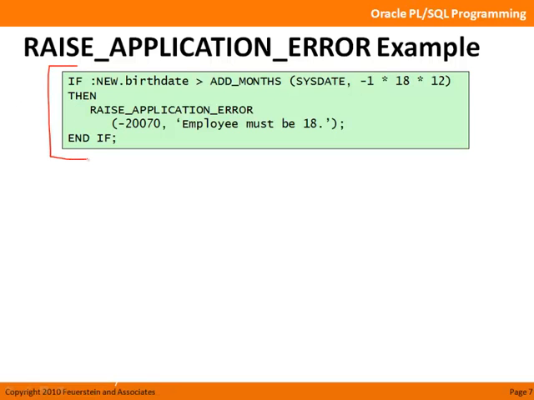The user has entered some data. I need to save those changes, but there's something wrong with what the user entered. And I want to put the validation for this data inside the trigger so that no matter how this table is being updated, we can trap bad data.